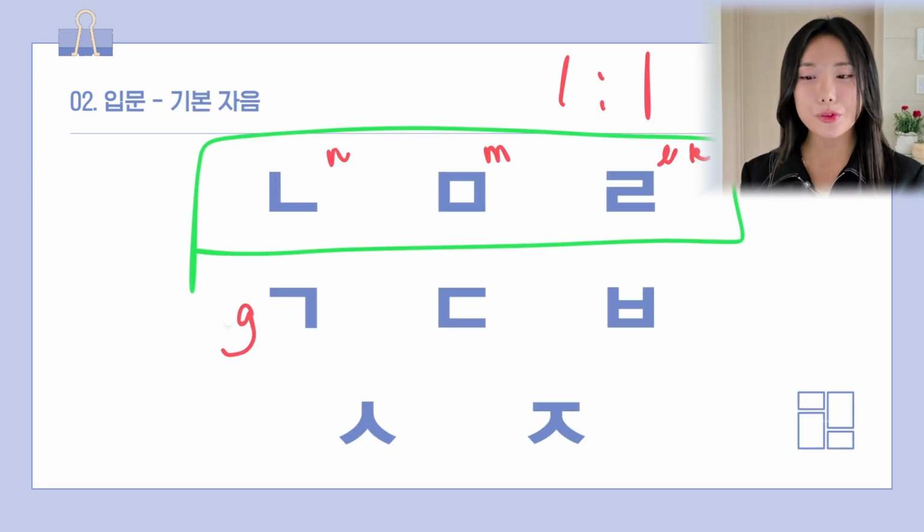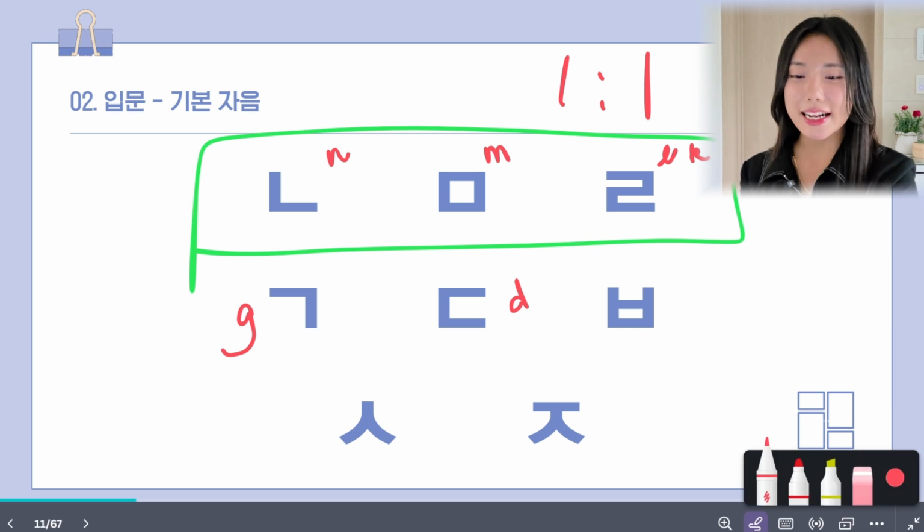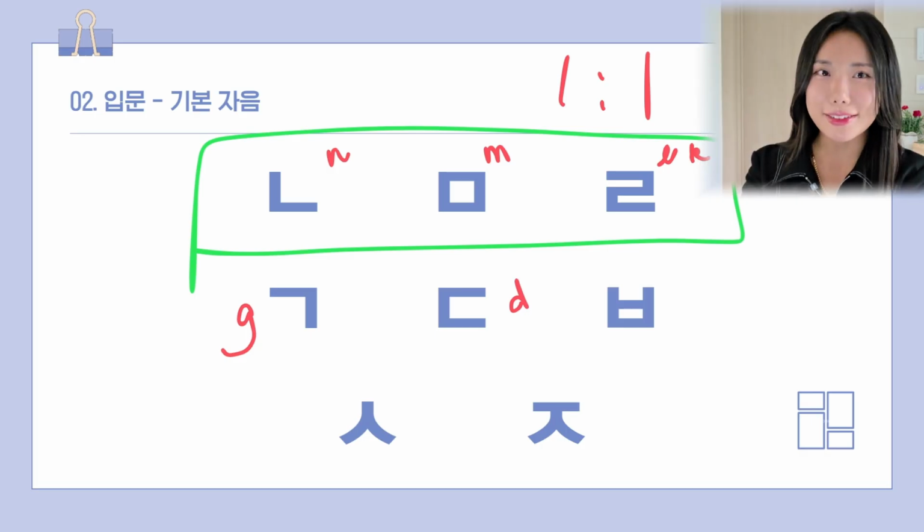The second line, we have G. People say this sounds like G because it looks like a gun. It's gun-shaped, so it sounds like G. G as in gun, G as in green. And second, we have this D sound. Its shape is like a door, so it sounds like D.